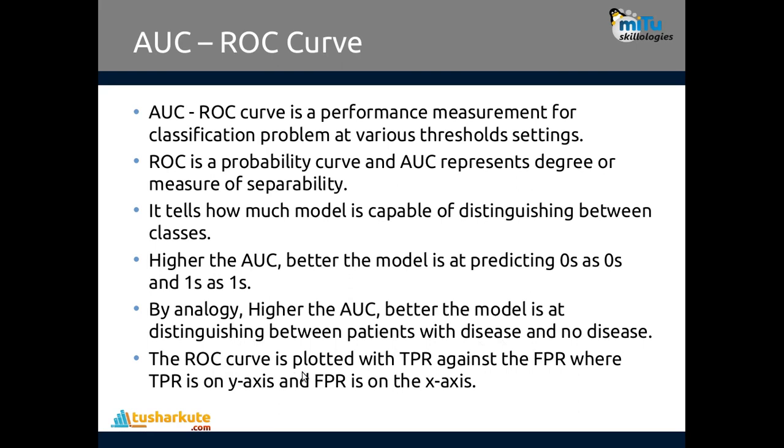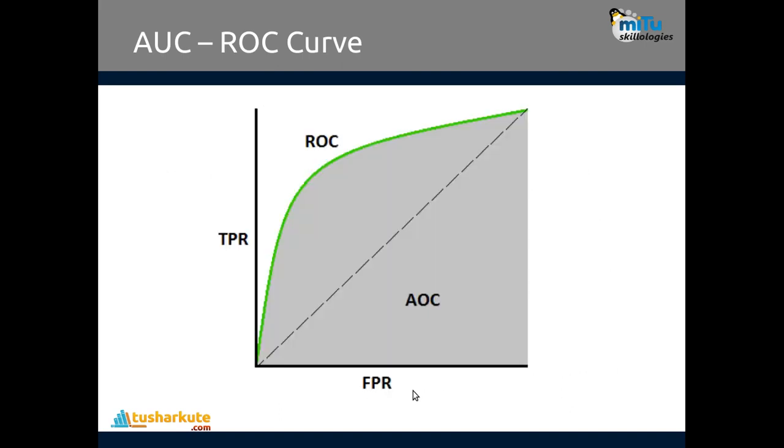The ROC curve is plotted with TPR against FPR. TPR is the true positive rate, FPR is the false positive rate, where TPR is on the y-axis and FPR is on the x-axis, like this. This particular area is called AUC, the area which is covered by the curve, and this is the ROC. So on the x-axis I have the false positive rate, and on the y-axis the true positive rate. Based on that, these outputs are generated.